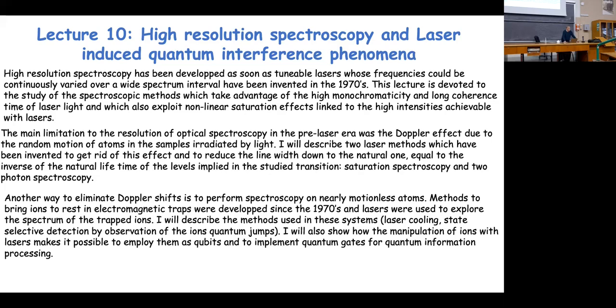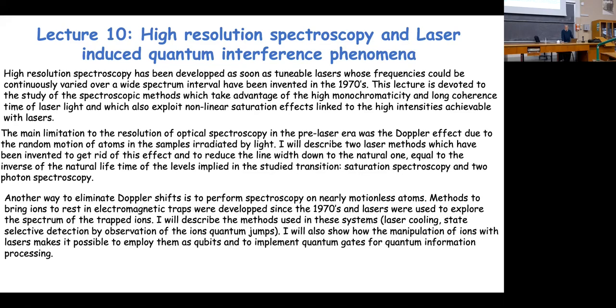Now, the most radical way to get rid of the Doppler effect is, of course, to stop the atoms. So if you can work with samples in which the atoms do not move or have a minimum motion, the minimal motion which is compatible with the Heisenberg uncertainty relation, then you have another very drastic way to get rid of the Doppler effect. And I will describe experiments in which this is achieved with trapped ions.